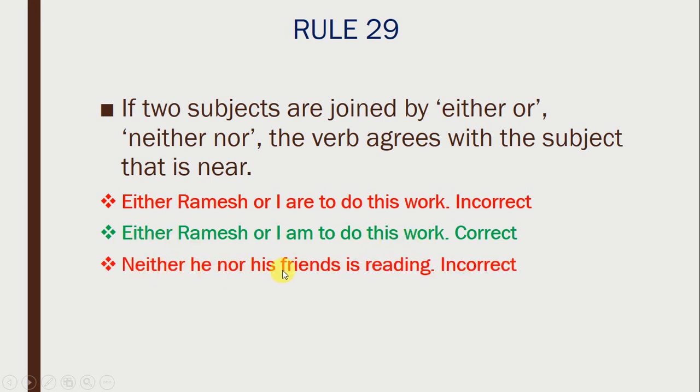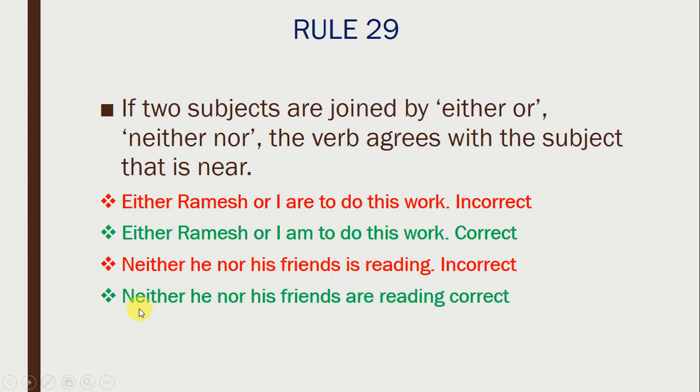Neither he nor his friends is reading. See, second subject is his friends. So verb should be what? His friends, we are saying, the plural. So verb should be plural here. Neither he nor his friends are reading. Okay. So just remember, when we are joining the two subjects with either or, neither nor.